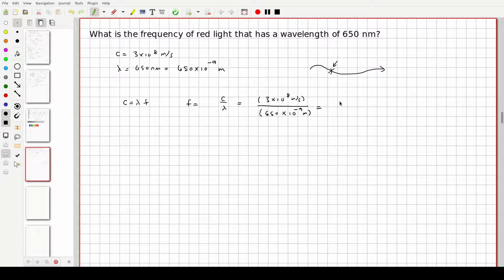And when you put that in your calculator, 3 times 10 to the 8th divided by 650 times 10 to the minus ninth, you get 4.61, or 62 rather, times 10 to the 14th.